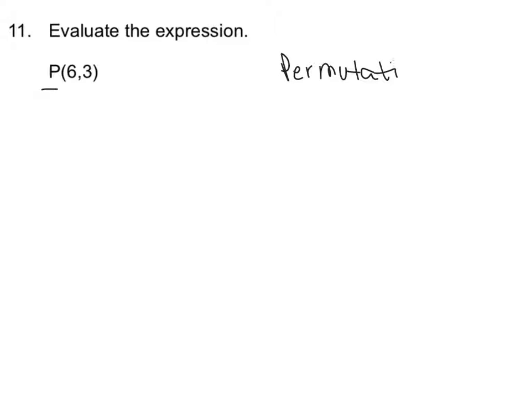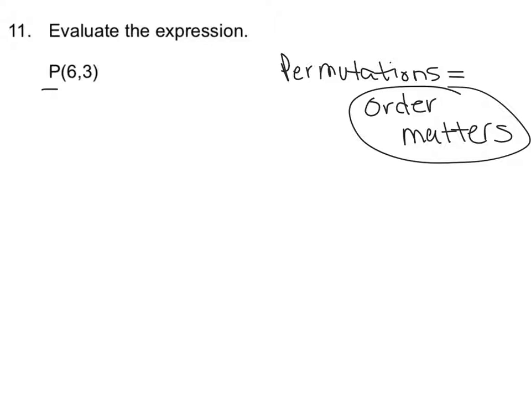Now, permutations are the number of ways to select objects from a group of objects when the order in which we're selecting matters. For this problem, we have 6 objects that we're choosing from, and we're only selecting 3 of them. So the second number in the pair represents the number of objects that you're choosing.